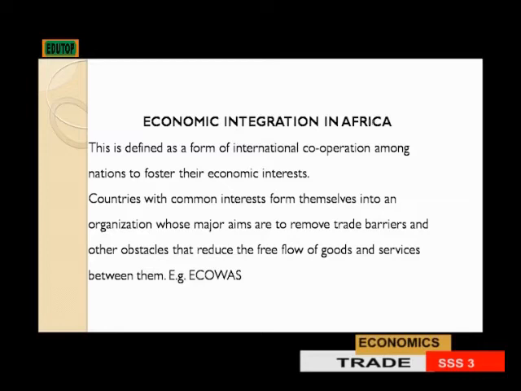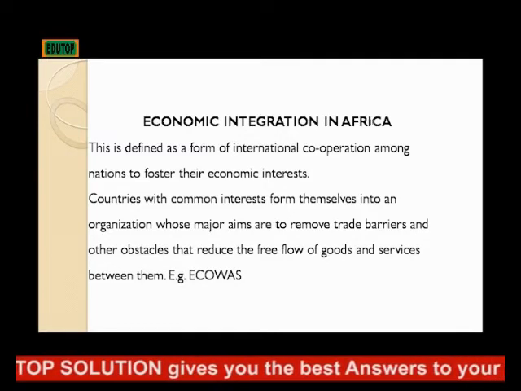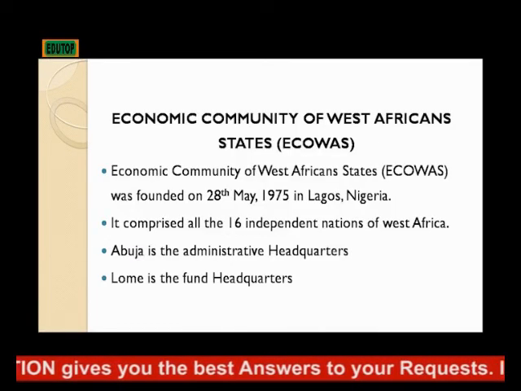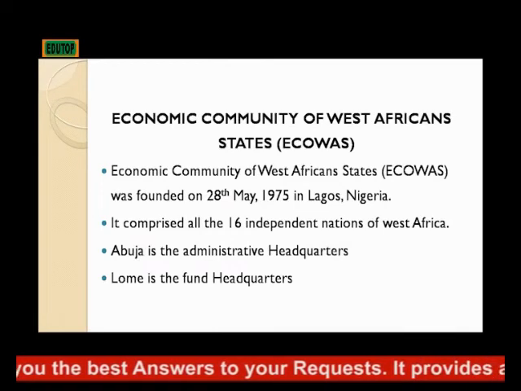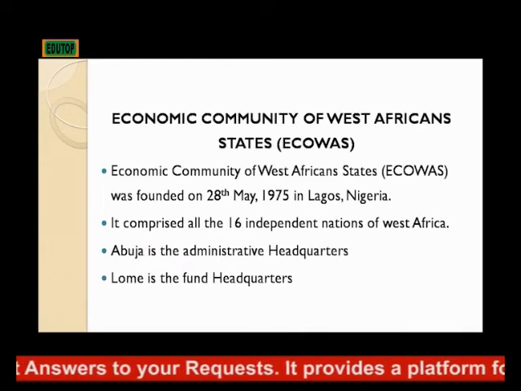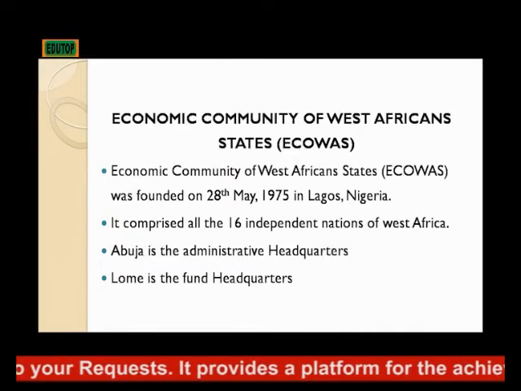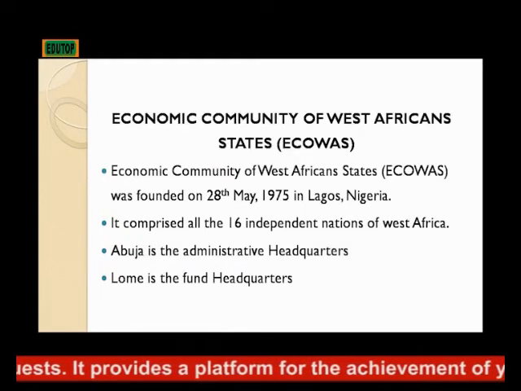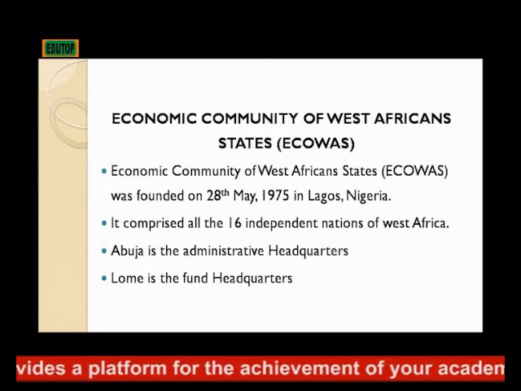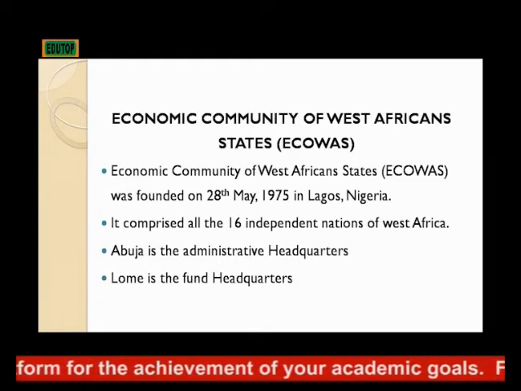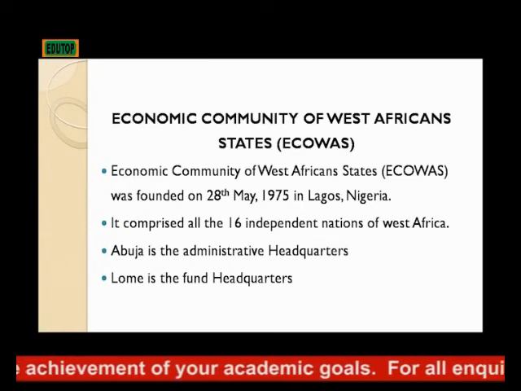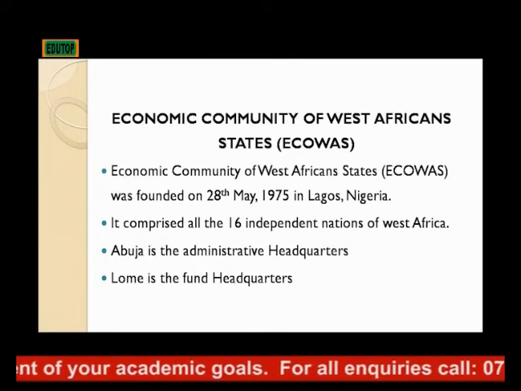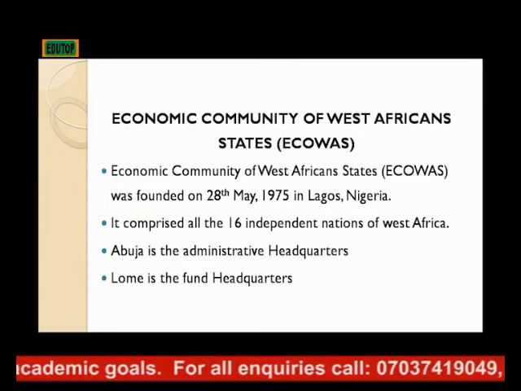An example of such economic integration that we have in Africa is what we refer to as ECOWAS. ECOWAS means Economic Community of West African States. This ECOWAS in particular was founded on May 28, 1975 in Lagos, in Nigeria. That was when and where ECOWAS was founded. It comprised all the 16 independent nations of West Africa. Abuja is the administrative headquarters, while Lome is the fund headquarters.